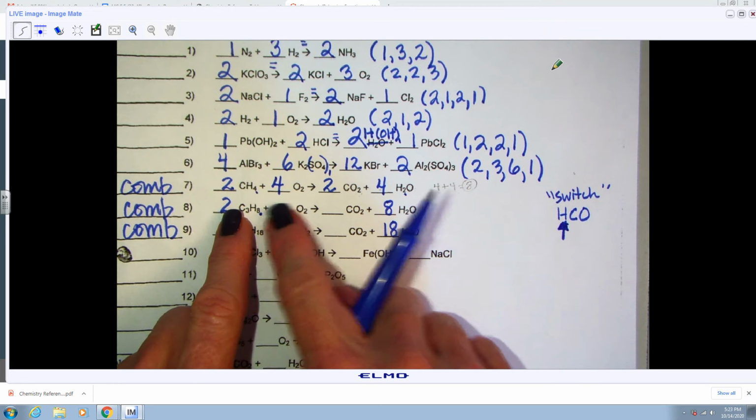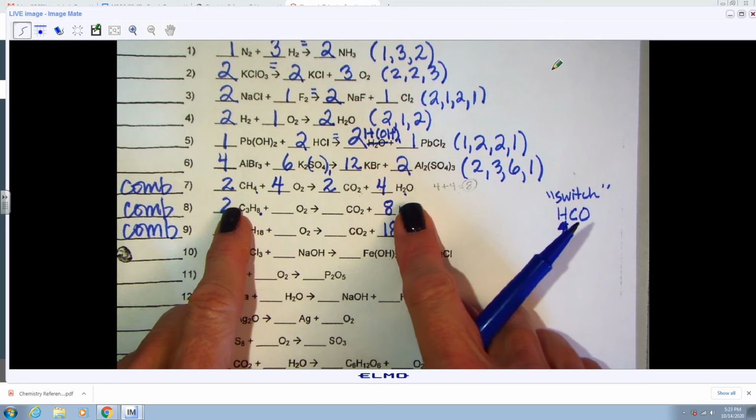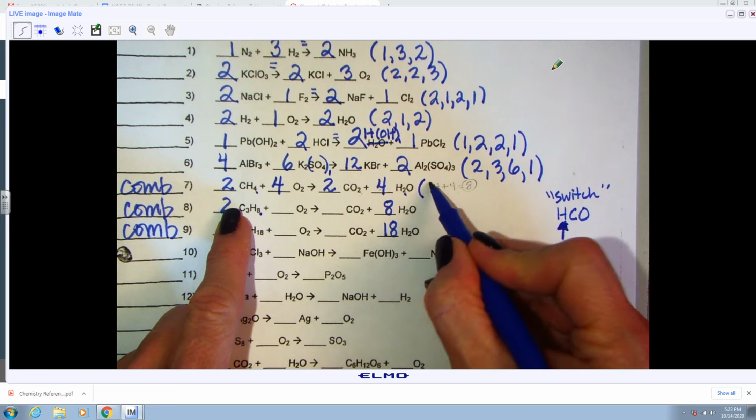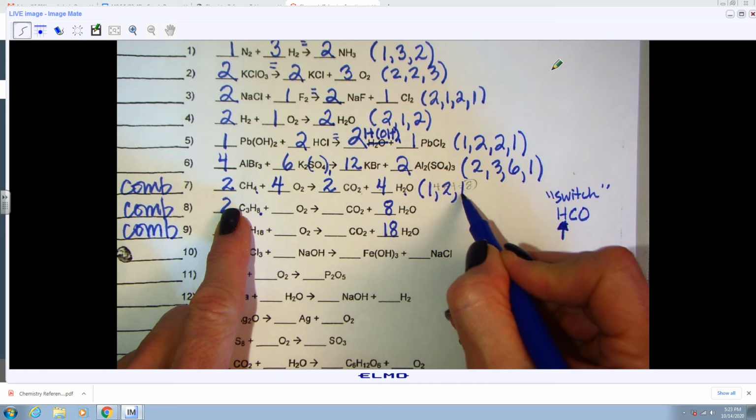Now, see if it can be reduced. All of these are divisible by 2. So you're going to say 1, 2, 1, 2.